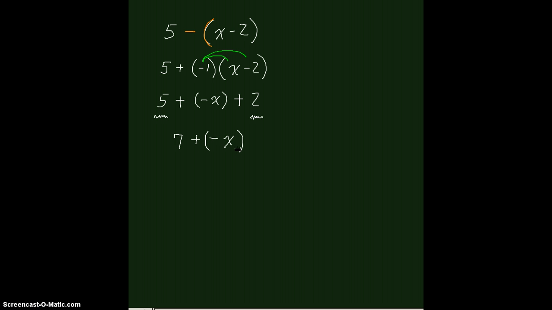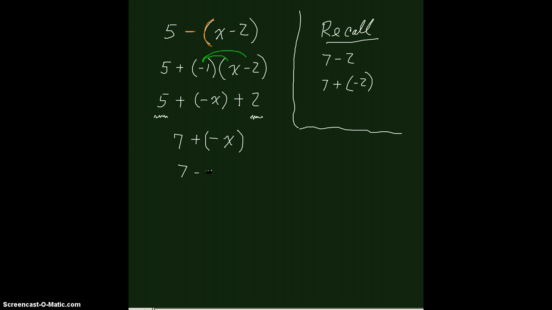So let's recall, over here on a little piece of scrap paper, that if I have 7 minus 2, that's the same thing as 7 plus a minus 2. Oh, so instead of minus 2, we've got x. So we could just say this is 7 minus x. And that's our answer. That's a simplified version. Great.